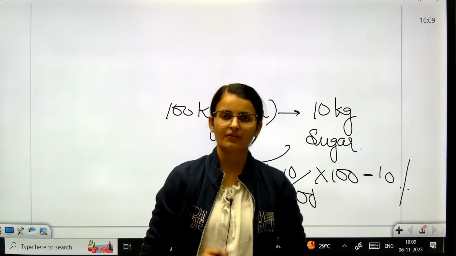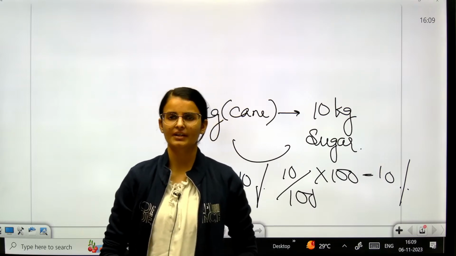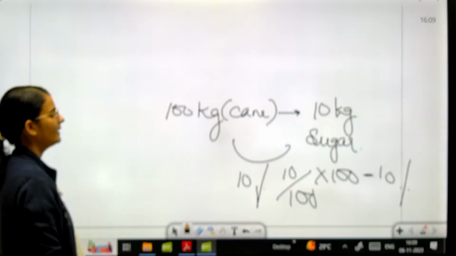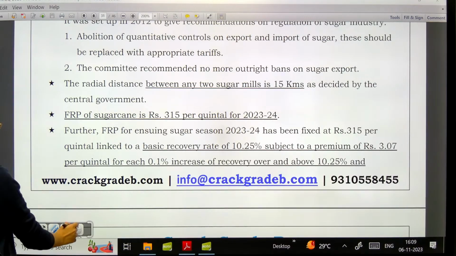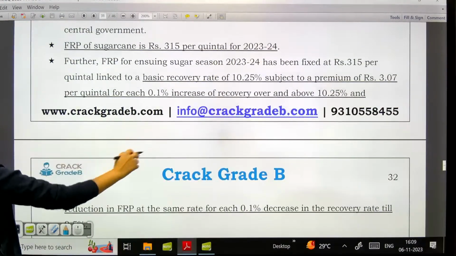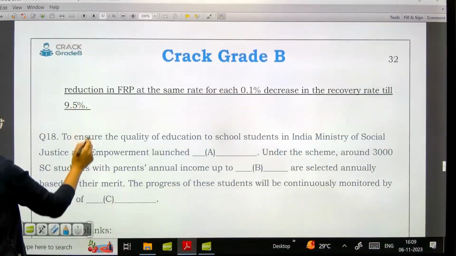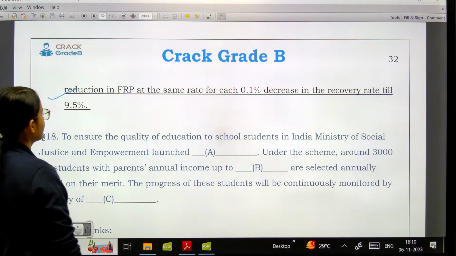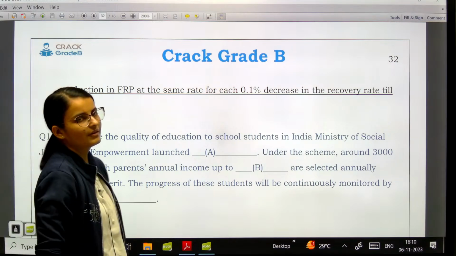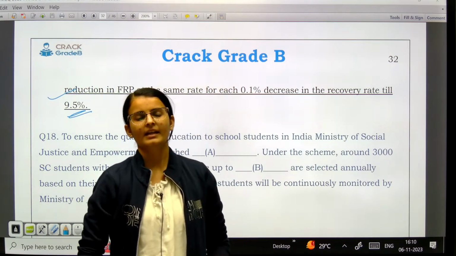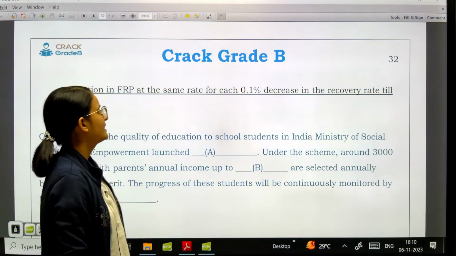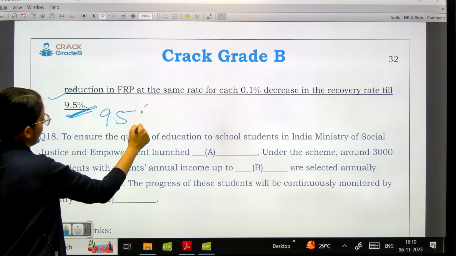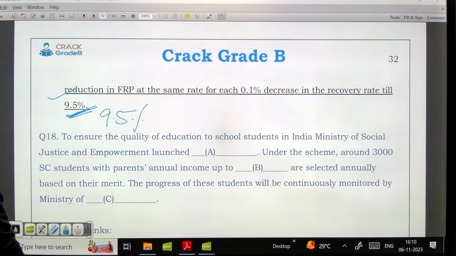So it is saying that for every 0.1% increase in recovery rate, a premium, that is an additional amount of 3.07%, has to be paid. And above 10.25%, there is a reduction in FRP at the same rate for every 0.1% decrease till 9.5. So for every 0.1% decrease in recovery rate, there is a decrease in the rate till 9.5. This is the lowest limit. Till 9.5% it can be decreased.